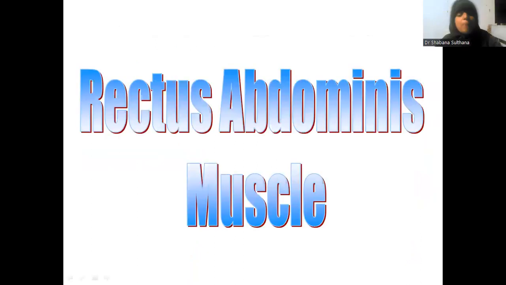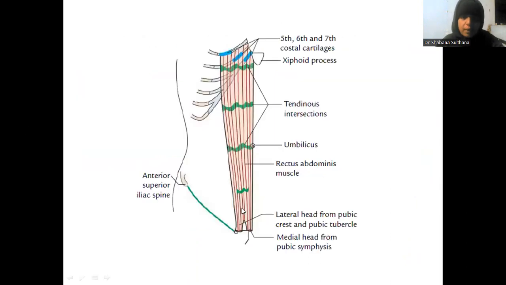Now, next up, the six packs muscle we have, rectus abdominis. See here, these are the costal cartilages which are shown in blue. Fifth, sixth, seventh costal cartilages. And the origin is like this. This is like the hip bone, right? Pubic crest we have and pubic tubercle we have. So it has a medial head and lateral head. From there it extends between the costal cartilages and this point.